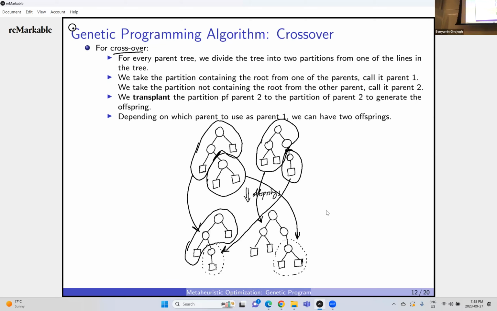Why? In machine learning, it's called overfitting. You don't want to overfit to your training data. If you overfit, you find the perfect tree for your training data, but you might perform poorly on your test data. I think it's intuitively obvious.